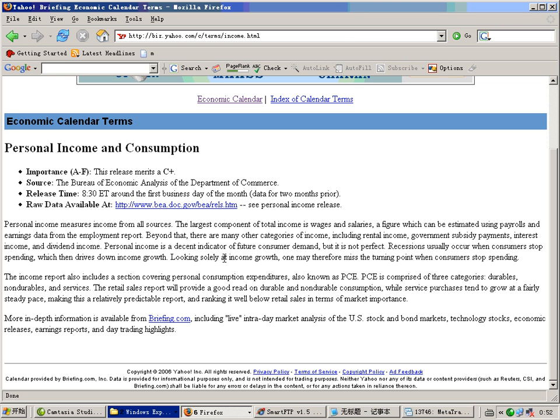And what I want you to do, and you only need to be concerned with the ratings which are C- and above. Yahoo have very helpfully given us a relative grade for each of these announcements. So the ones that are more likely to cause a stir in the market are the ones which are above a C-, and obviously that goes right the way up to A or A+. So personal income and consumption comes under that category.